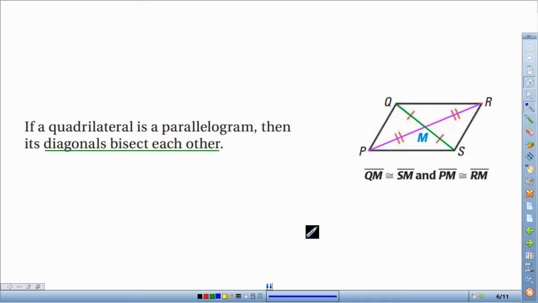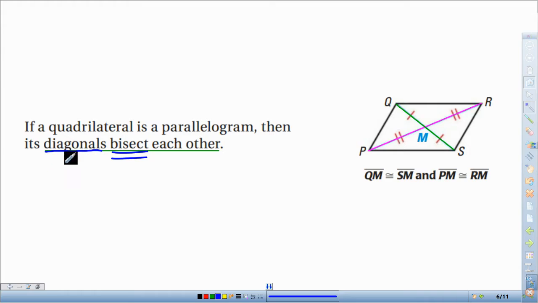Okay, so from here it says if a quadrilateral is a parallelogram. By the way, before I get into it, go ahead and copy this, then we'll go over it. Okay, so this is the fourth rule here, and it says if a quadrilateral is a parallelogram, then its diagonals bisect each other. Okay, couple things.